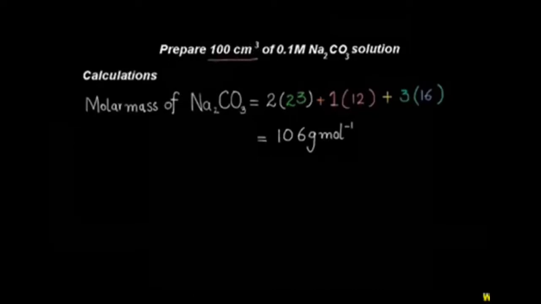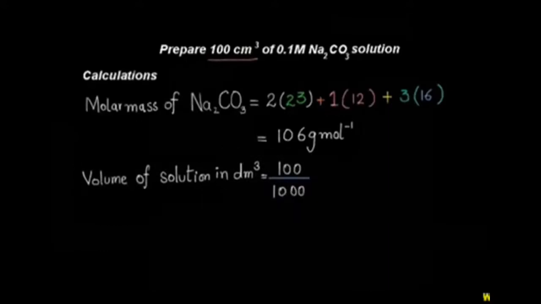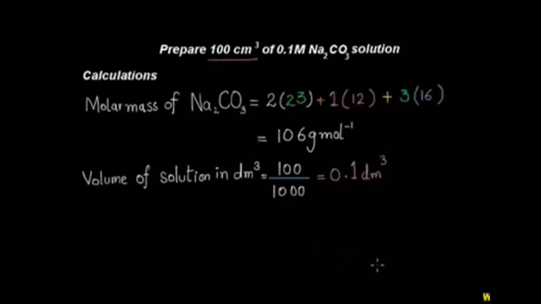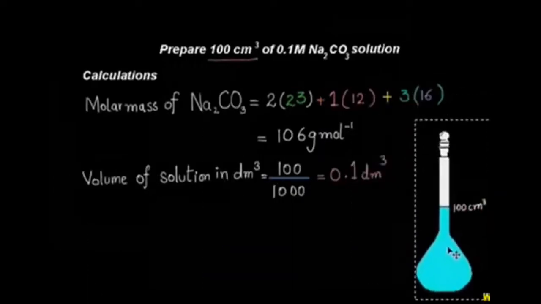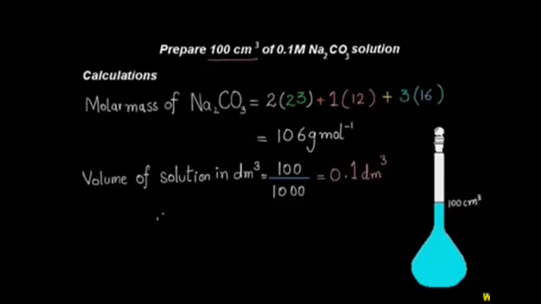sodium carbonate. Next, as we have to prepare the solution in 100 cm cube, we convert this 100 cm cube into dm cube. The formula for converting a centimeter cube into a decimeter cube is volume of solution in decimeter cube equals 100 divided by 1000, and after calculation we will get the answer 0.1 dm cube. So we have converted the volume from 100 centimeter cube into decimeter cube.